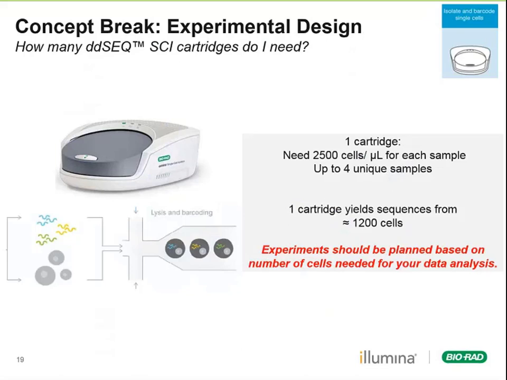Let's say that you looked at the literature and decided you needed a lot of cells per sample, 2,400 cells per sample in this example. So if we look at 1,200 cells per cartridge, that would tell us we need 8 sample positions or 2 cartridges to meet that amount of data output.